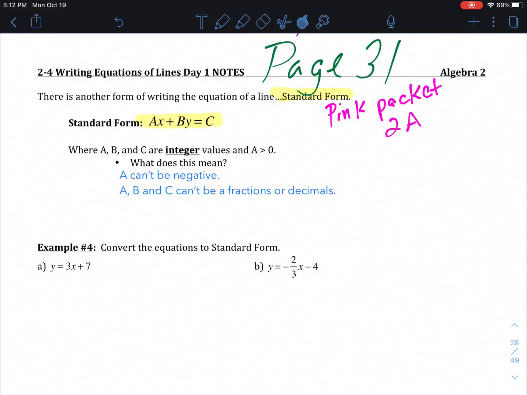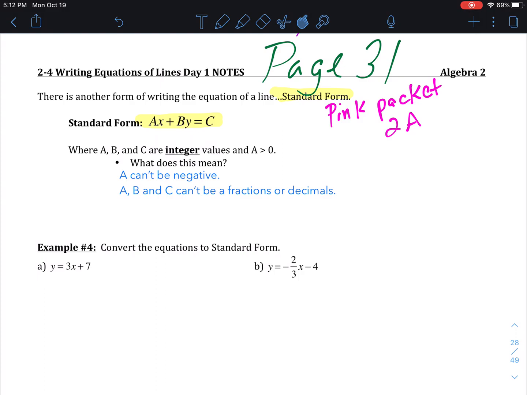Okay, we're continuing on with the pink packet, Unit 2A. Please open up to page 31 in your packet. Now, we're going to learn about another form of writing the equation of a line, and that's called standard form. You can see right here, highlighted in yellow, it's ax plus by equals c.